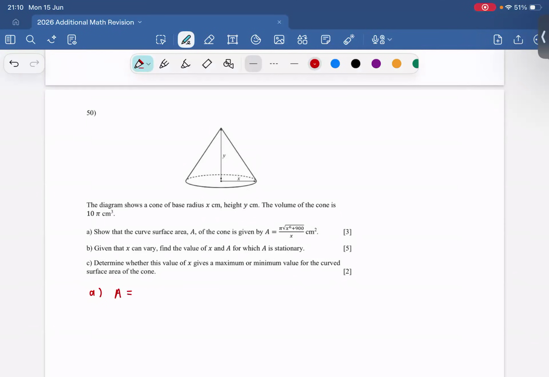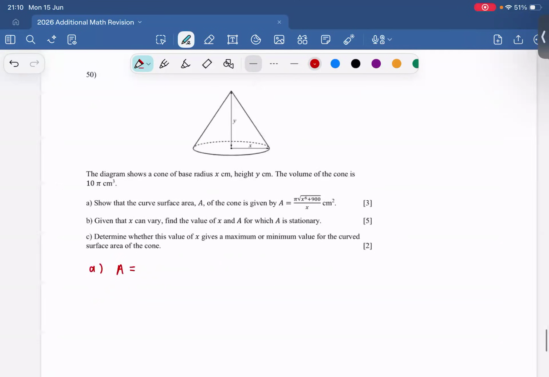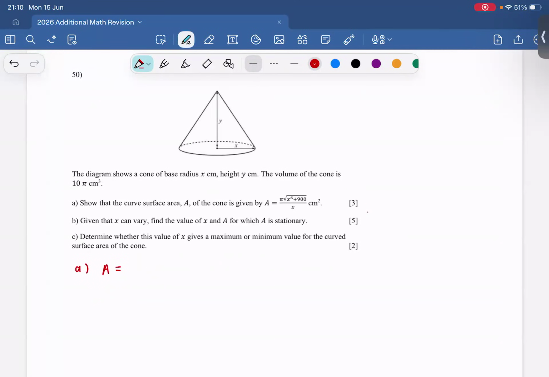So curved surface area of cone. I want to say first, all your formulas for your cone, volume, surface area, all this is not given in your A math formula sheet. It is only given in your E math formula sheet. So you don't think that you don't need to remember them because the E math formula sheet has them. Wrong. Your A math formula sheet does not have any of the formulas. So you also have to remember. If you don't remember for this question, 10 marks gone straight away.